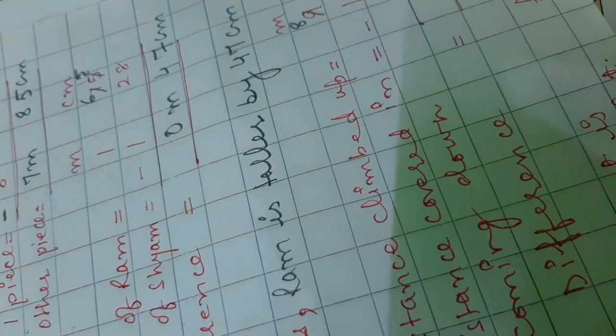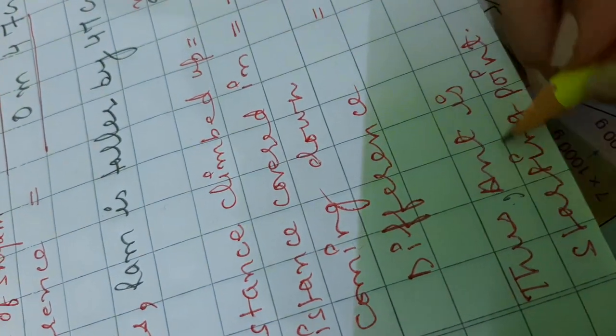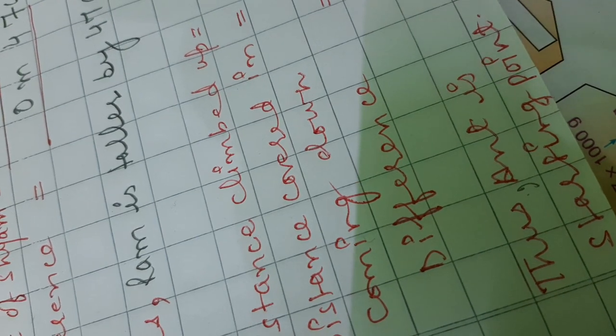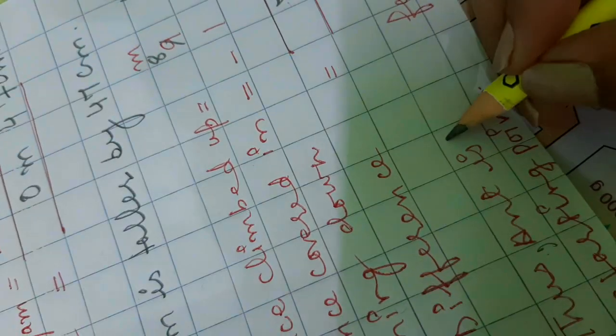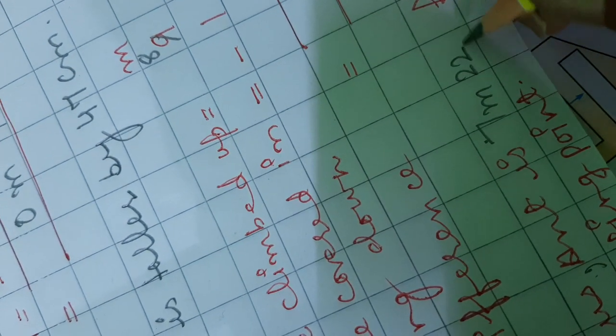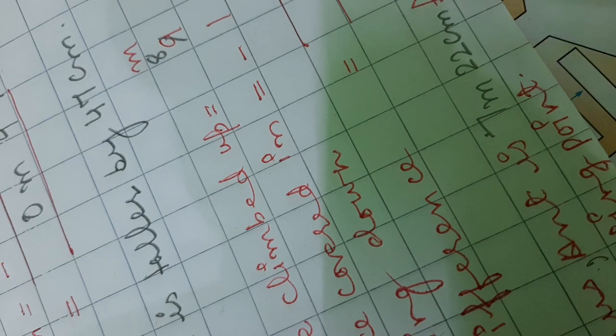So we will write thus, the ant is how much far from the starting point? 7 meter 22 centimeter far from the starting point.